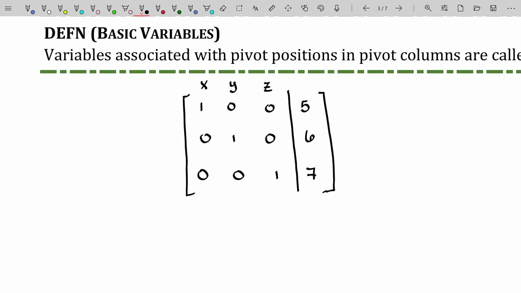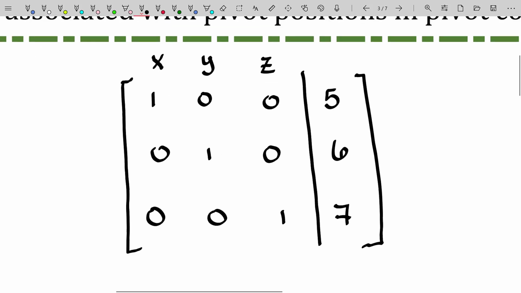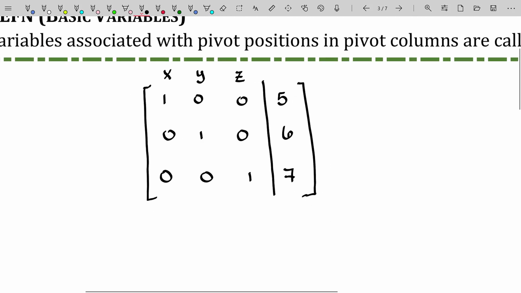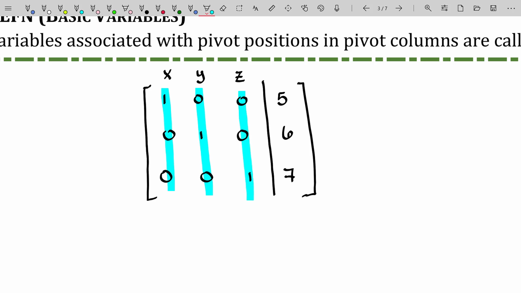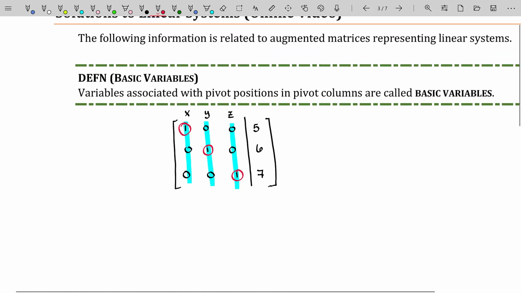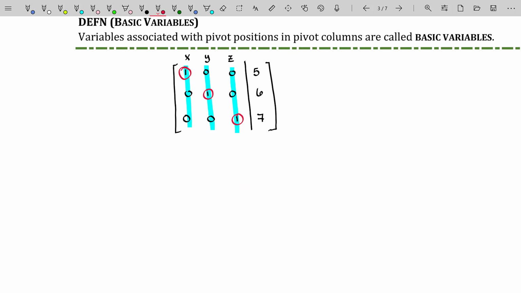This is essentially saying that if you have an augmented matrix like I have right here, and you have a column dedicated to the coefficients of x, and a column dedicated to the coefficients of y, and yet another column dedicated to the coefficients of z, the variables associated with these pivots, the ones right here, are going to be called basic variables. Now, you may think, oh, that just means that all of our variables in our linear system are just called basic variables. x, y, and z in this case would be basic variables. However, that is not always going to be the case.